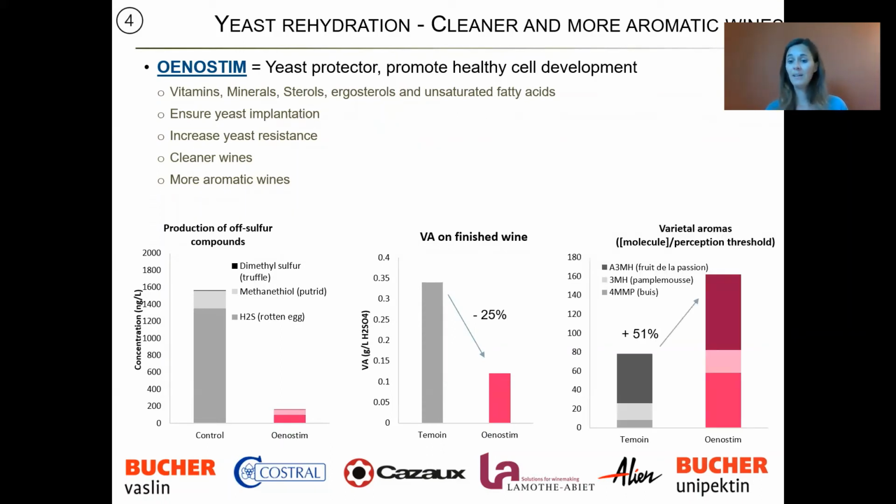But then much more aromatic compounds. In this case, we are talking about thiolic compounds, so I'm looking at the thiols now. The fact that we used Enostim allowed us to express 51% more of the thiolic compounds from the precursors present in the juice. So it's a very essential step to use a yeast rehydrator such as Enostim.